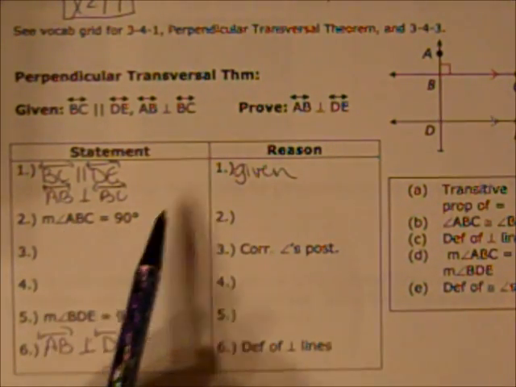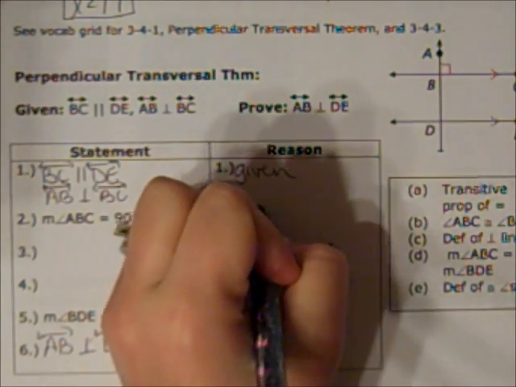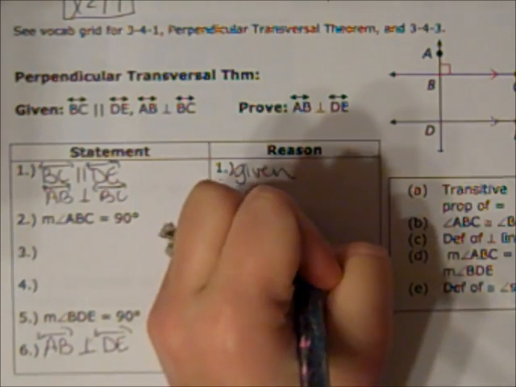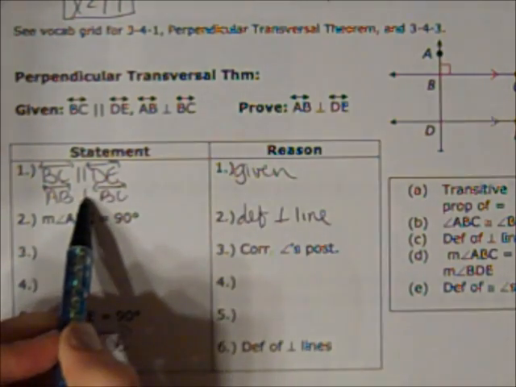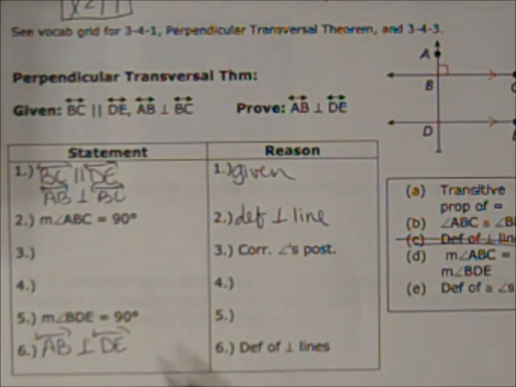Measure of angle ABC is 90 degrees. How do we know this is 90? Well, we know it because it told us that those lines were perpendicular. So, perpendicular, vocabulary word here, definition of that on the other side.